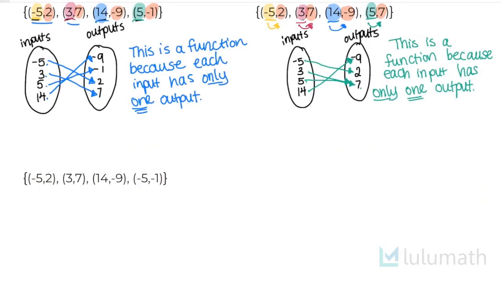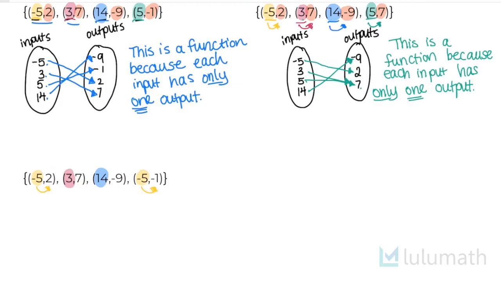All right, let's take a look at this next example. This time, our first input is -5. Our next input is 3. Our next input is 14. And then we have an input of -5 again. So if you can see here, this -5 is mapped to a 2, and it's also mapped to a -1.